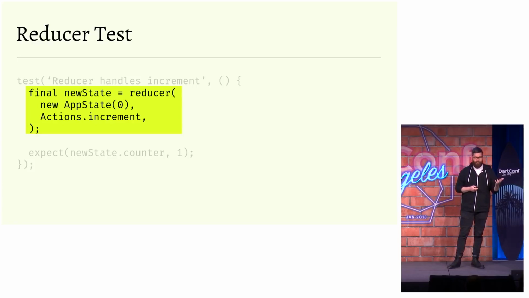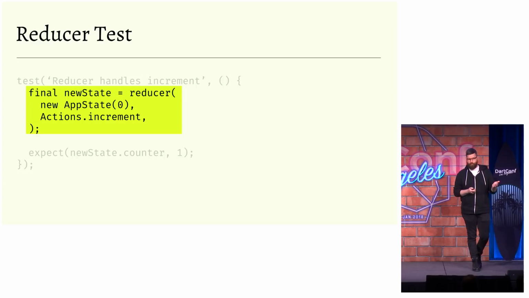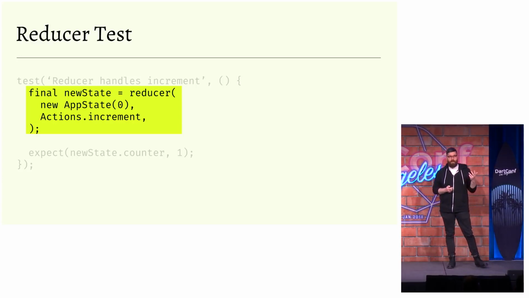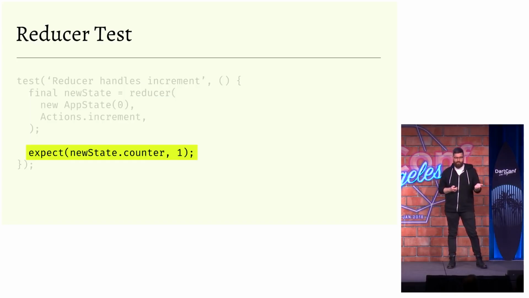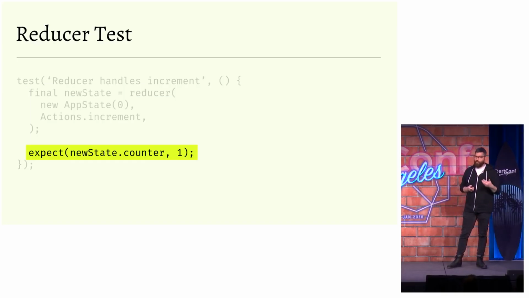So we'll actually just test the reducer. We'll just call that function with a given app state, the previous app state. The action we give to it will be an increment action. And then we can expect that the new state that's returned from that is equal to 1.